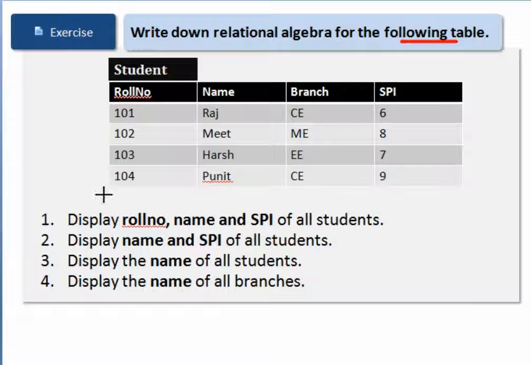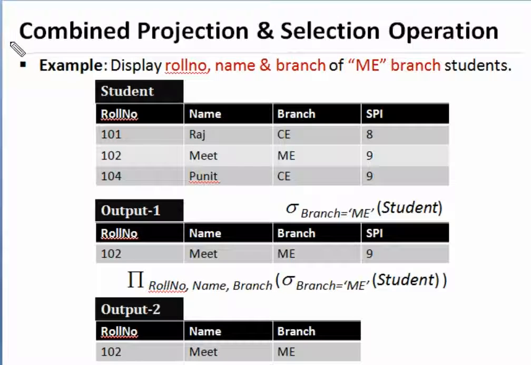Now in this slide we are combining the projection and selection operations. We have already seen the selection and projection operations. Now we are making a combination of selection with projection. Selection always gives a subset of the rows, records or tuples, and projection always gives a subset of the columns or attributes.